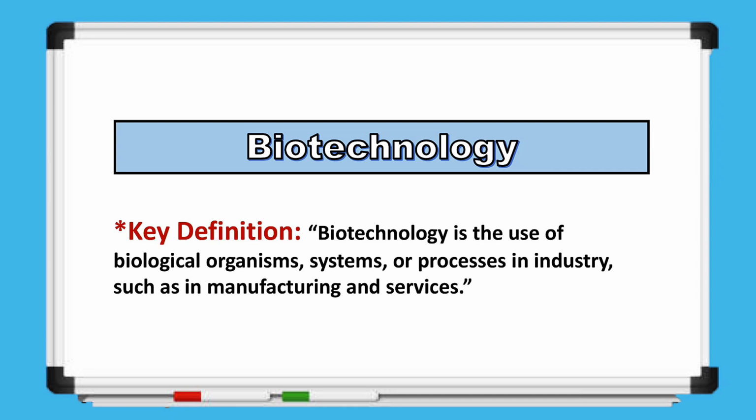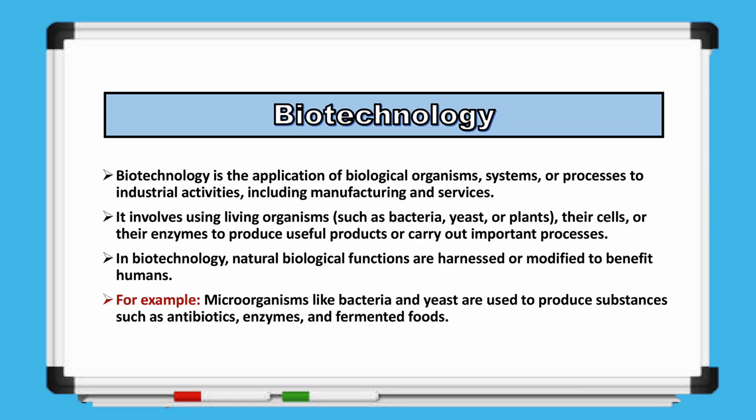The key definition is, biotechnology is the use of biological organisms, systems, or processes in industry, such as in manufacturing and services. In simple terms, biotechnology means using living organisms or their components in industrial processes to produce useful products or carry out important tasks. Biotechnology involves using organisms like bacteria, yeast, or plants, or even their cells and enzymes, to benefit humans. These organisms are very useful because they can carry out natural processes that we can take advantage of.